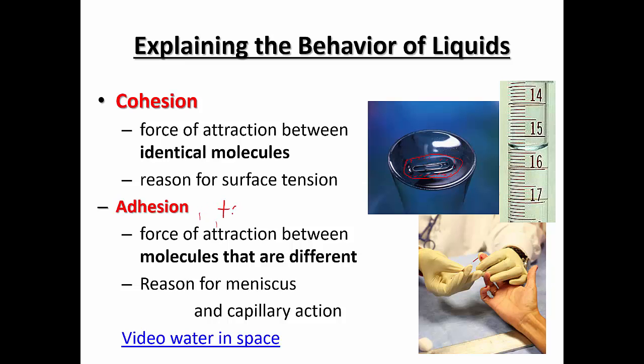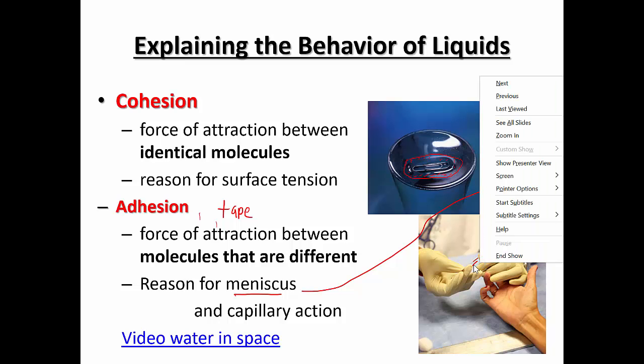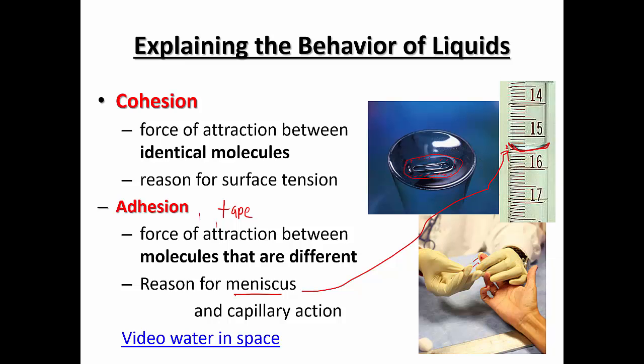Adhesion is the force of attraction between molecules that are different, the reason for meniscus and capillary action. A good example of adhesion would be tape. The meniscus is that curved liquid because the water actually wants to stick to the side of the metal or the glass column. It is sticking to that side, causing the water to curve up because it wants to attract to the glass. Capillary action results in the pulling up of blood from a capillary, wanting to attract to the material in the tube. So that's adhesion versus cohesion.